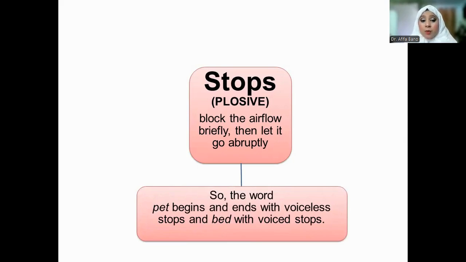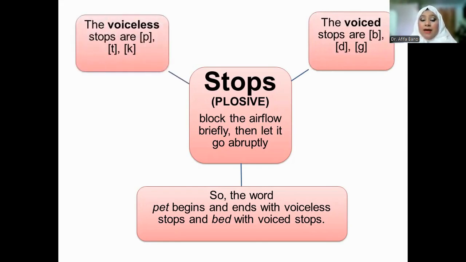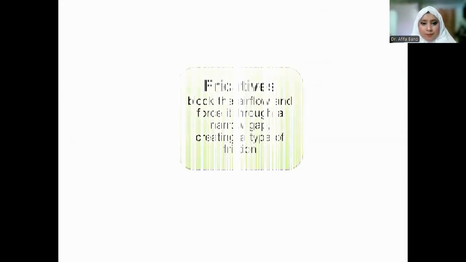So the word pet begins and ends with voiceless stops and bed with voiced stops. Okay, pa and ta are called voiceless stops or plosives, and ba and da are the voiced stops. All right, see, the voiced stops are ba, da, ga, and the voiceless stops are pa, ta, ka. Okay. So now see this diagram. How we just close the mouth, the air fills in our mouth, and then it goes out abruptly and makes the sound.